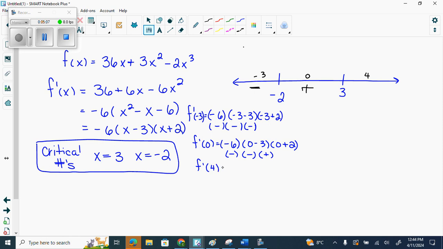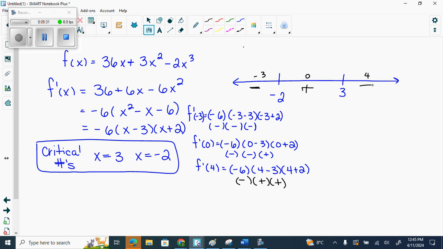F prime of 4 equals negative 6, 4 minus 3, 4 plus 2. So it's minus, plus, plus, which results in a negative. And that's the first derivative test. The first derivative test states that when you plug in a value into the first derivative, if it's greater than 0, it's increasing. If it's less than 0, it's decreasing.